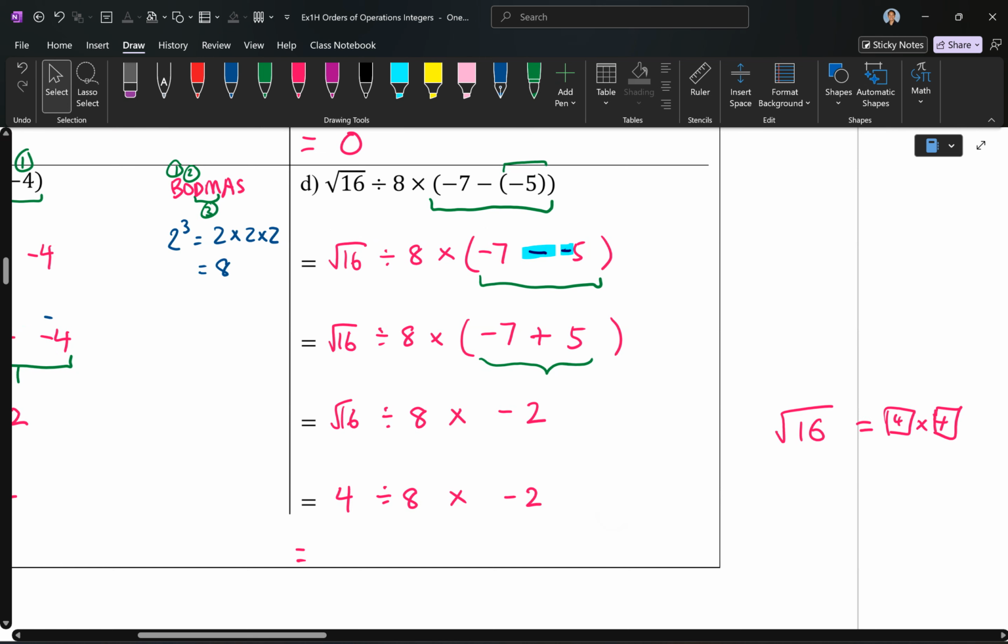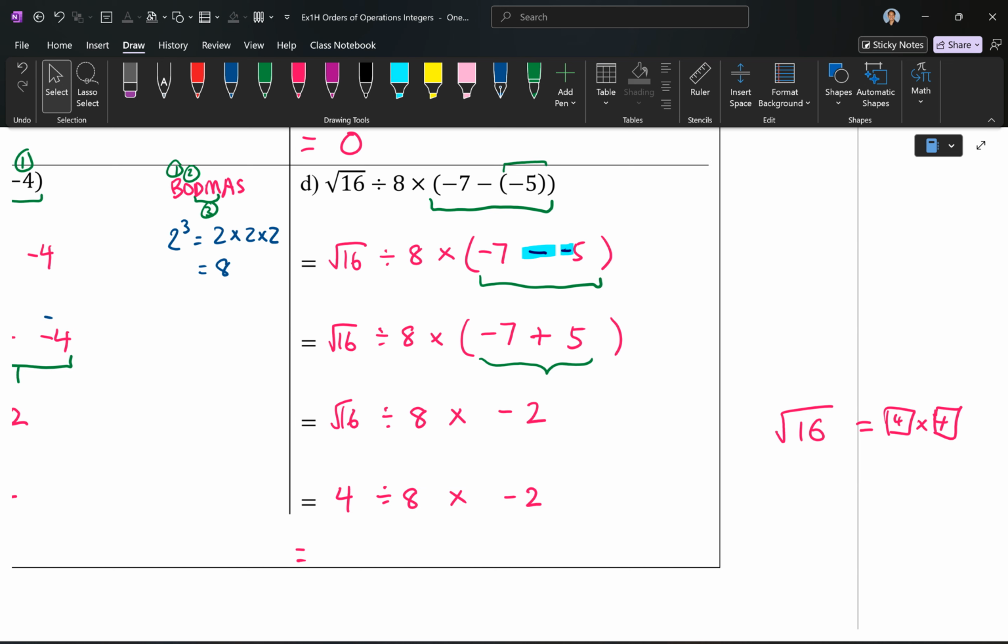Hands up if you know. What comes next now? Willow? Very good. So remember I said division and multiplication are in the same group. So you move from left to right. Because there's a division and a times, you just work from left to right. Don't do 8 times negative 2 and then 4 divide that, because it means something different. When you see that, you have to move left to right.